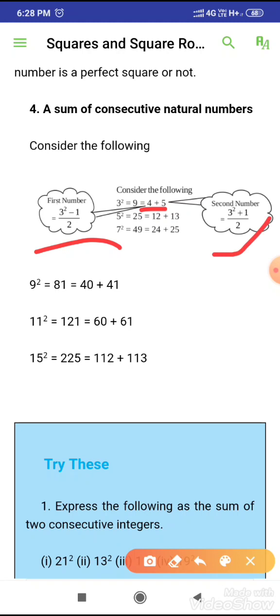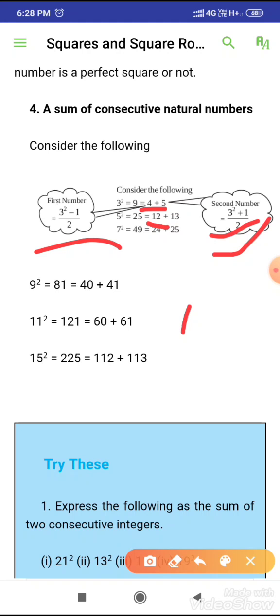Similarly, in the second example we have 5 square is equal to 25. For finding the first number, we apply the formula (5 square minus 1) divided by 2. 5 square is 25, 25 minus 1 is 24, 24 divided by 2 is 12. So the first number is 12. You can directly write its next number or you can find it by applying this formula. So its next number is 13.